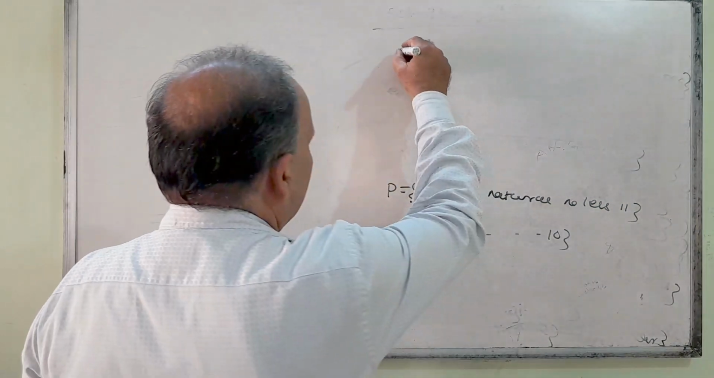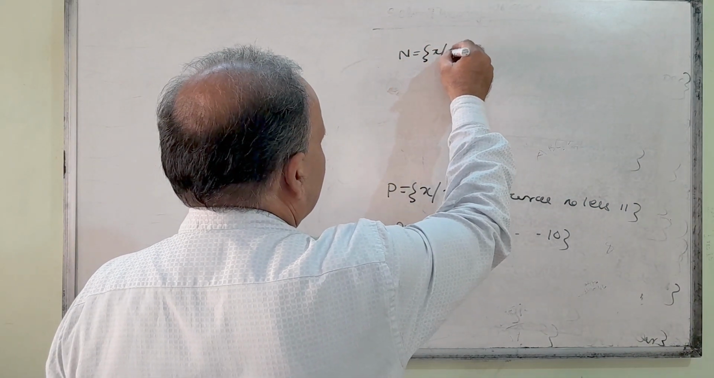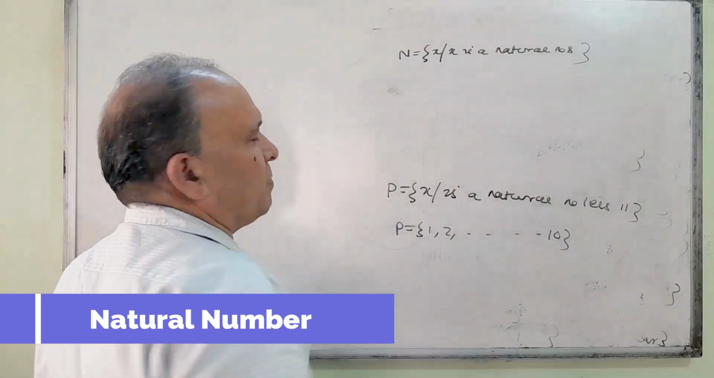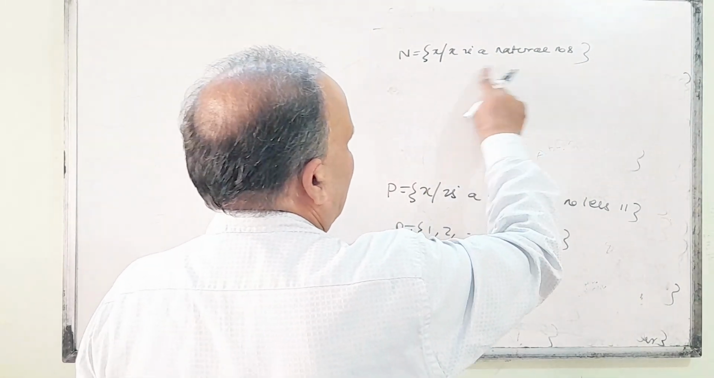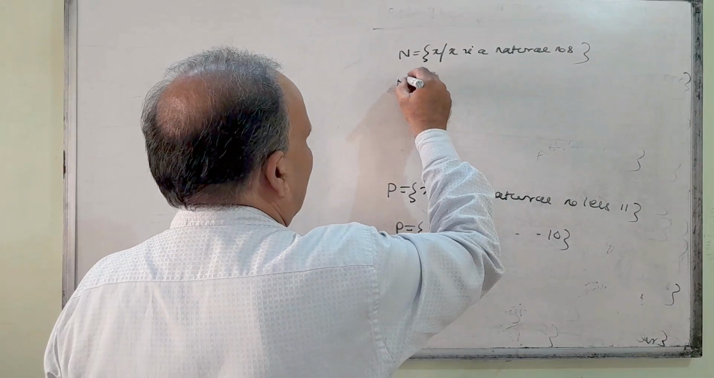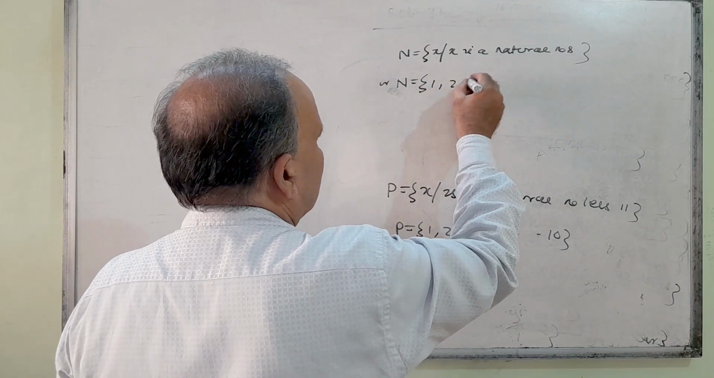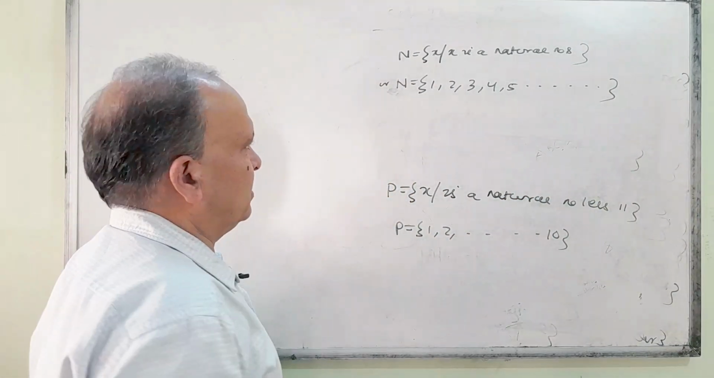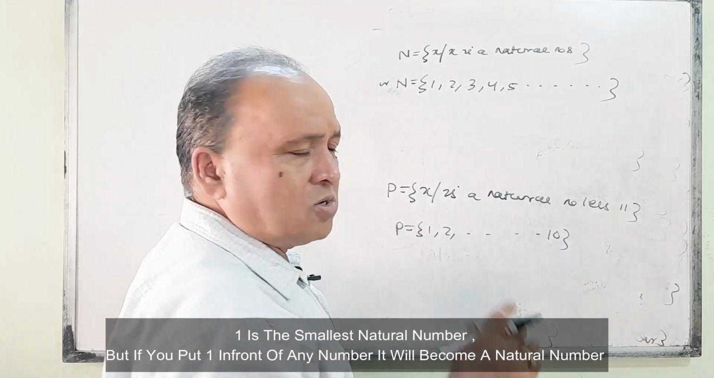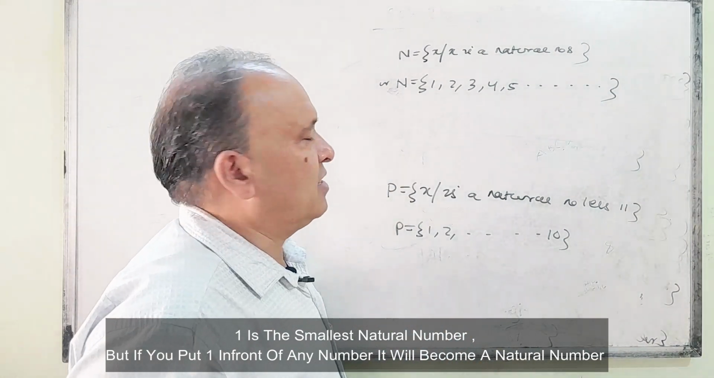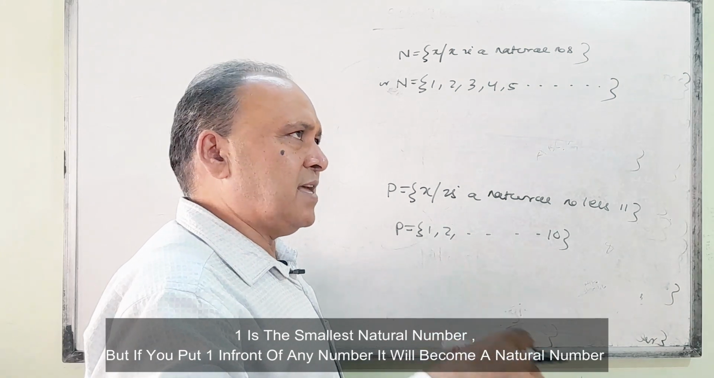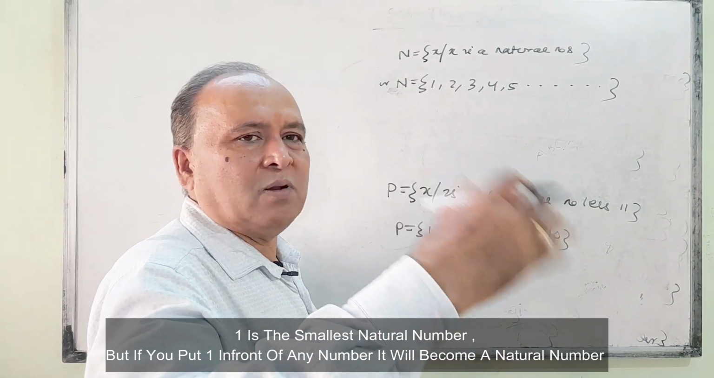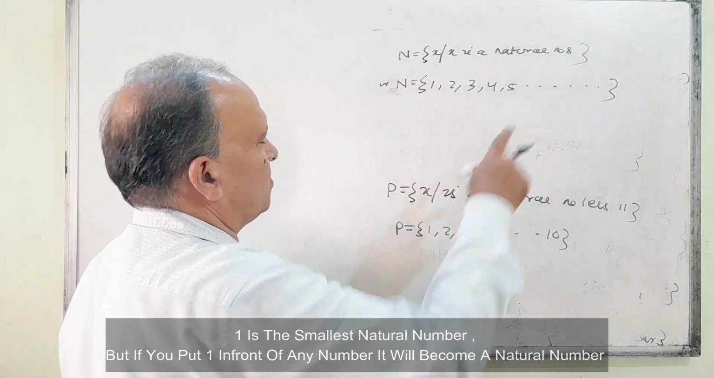You see, N is equal to {x such that x is a natural number}. This is an infinite set because you cannot count the number of natural numbers. Or N is equal to 1, 2, 3, 4, 5, dot dot dot; you give this symbol for all infinite sets. The smallest natural number is 1 and there is no largest natural number. If we say there is one largest, you just add 1 to it, then it will be greater than this. So this is an infinite set.